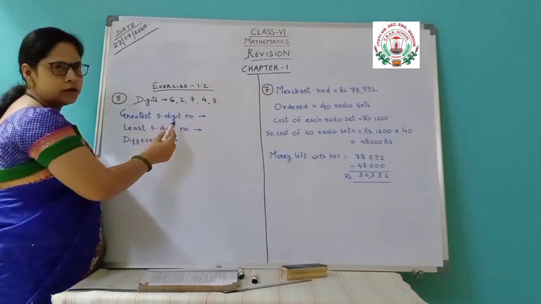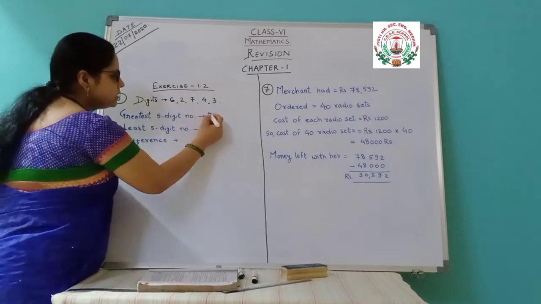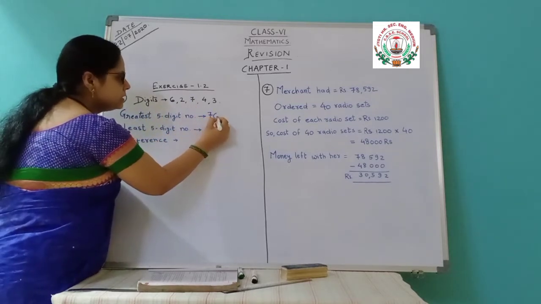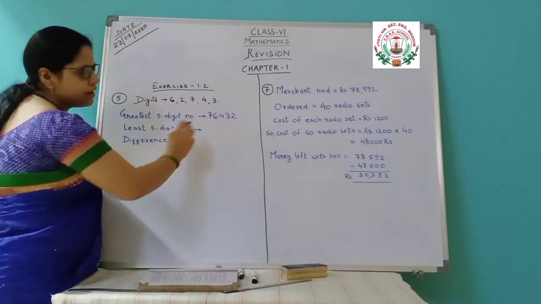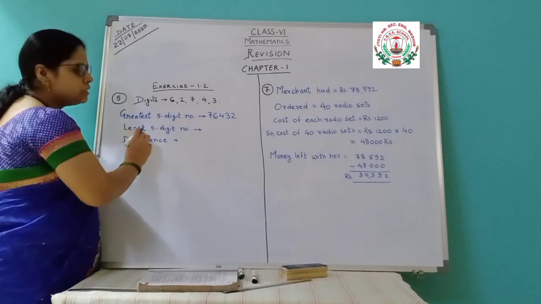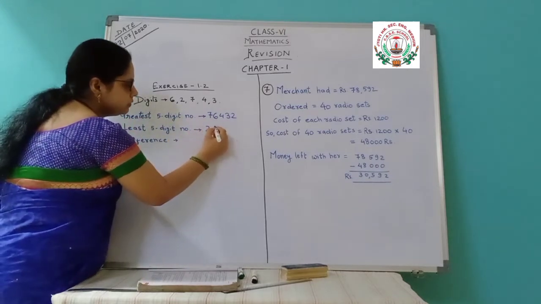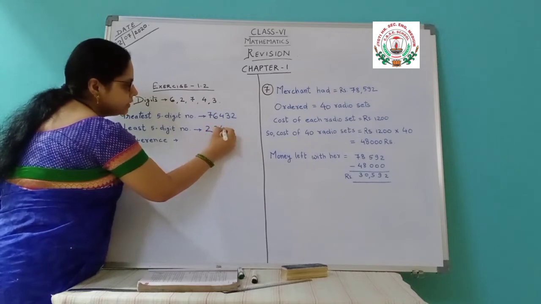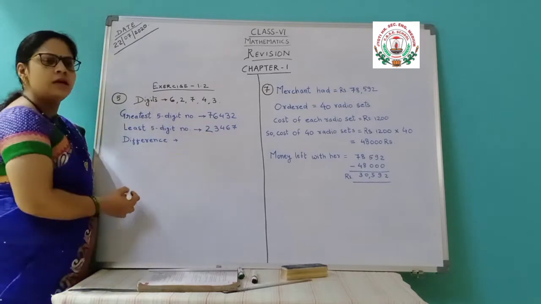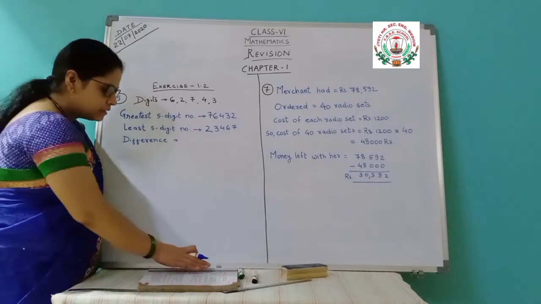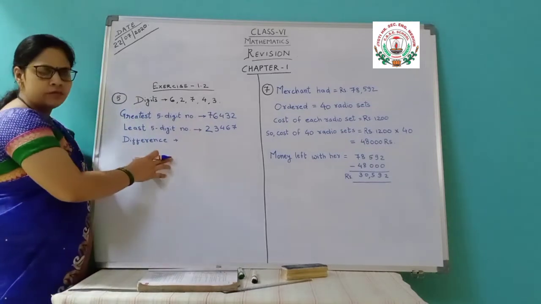To create the greatest 5-digit number, arrange the digits in descending order. The greatest digit, that is 7, then 6, then 4, then 3, then 2. This is the greatest 5-digit number. Then the least 5-digit number, arranging in ascending order: least, then greater than that, then greater than that, then greater, and this is the greatest. So this is the least 5-digit number. And then it is asked, what is the difference between these two? So you are going to find out the difference.